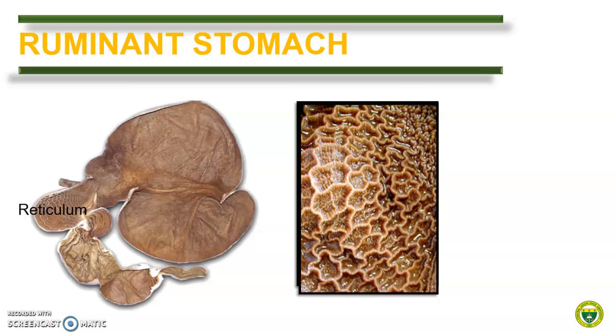Internally, it has a honeycomb appearance with grooves. Normally, accidentally ingested nails, metals, and other pointed scraps are trapped in the reticulum. The reticulum is located closely to the heart and can puncture the said organ, thus causing a case called traumatic gastritis, or hardware disease.